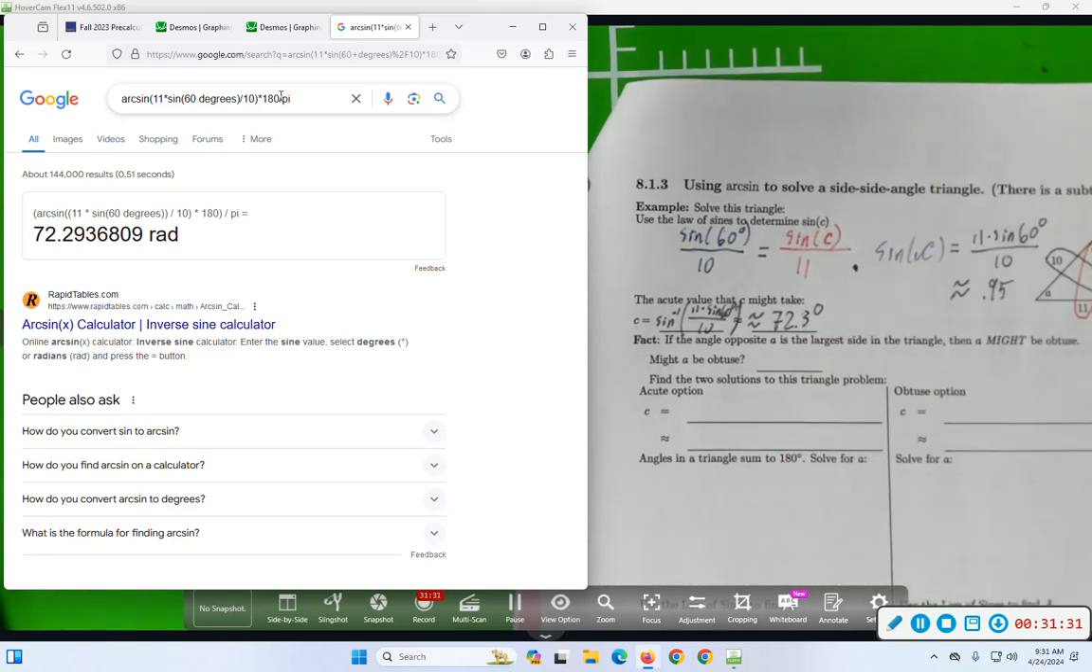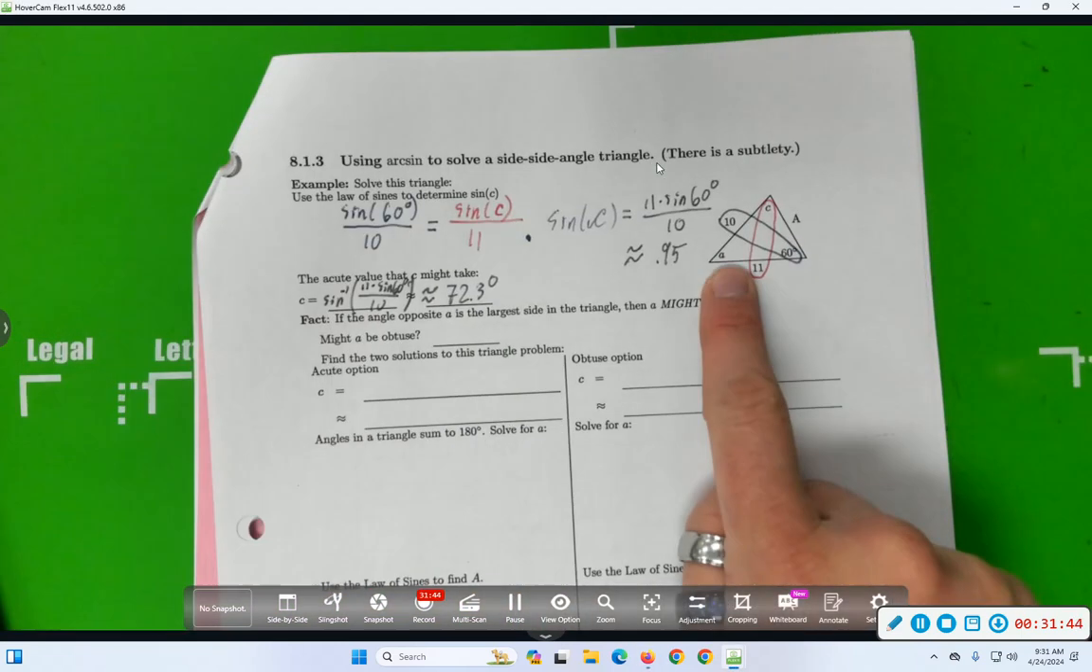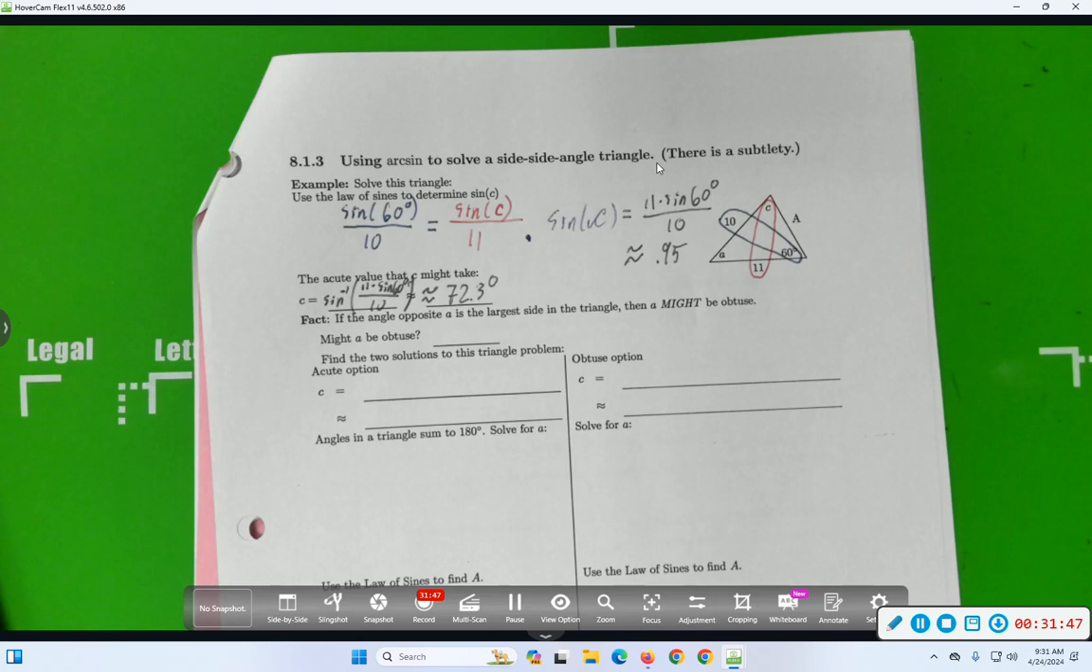72.3 degrees. All right. So that is the acute possibility. Let's take a look at that triangle and answer the question, is it possible that the angle A, nope, the angle C might be obtuse? And here's the way to decide. If an angle is obtuse, then the opposite side has to be the longest side. Is it possible for the side opposite A to be the longest side of this triangle? Yeah, 11 is bigger than 10. And I don't know the other side, so I can't compare those.